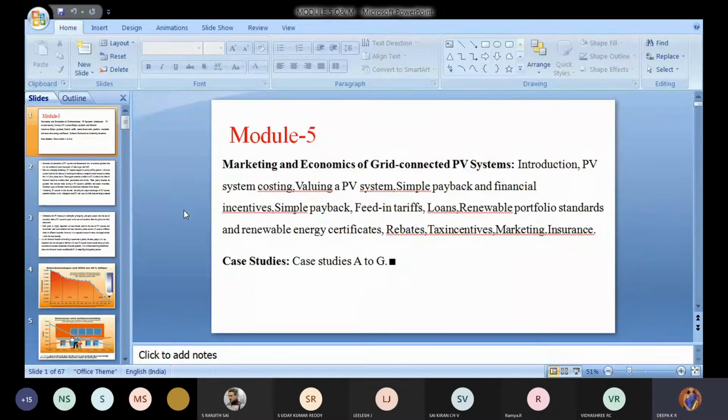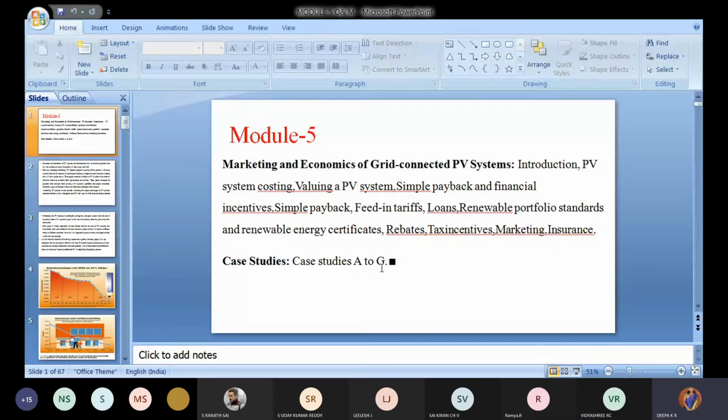So considering that in a technical form, what all comes under the parameters of marketing and economics of a grid connected PV system, we are discussing here. That is one of the major points. Then next we have case studies, case A to G, some 5 different cases of installation, given here so that we can carry them out.